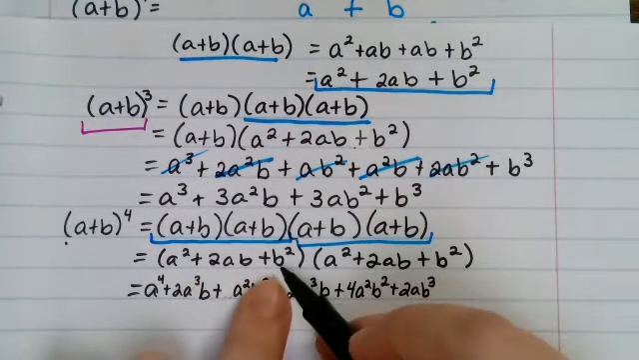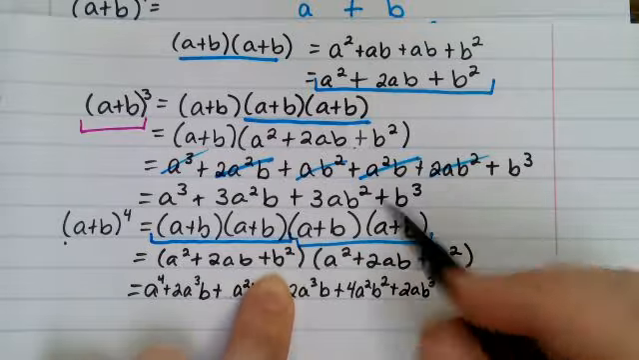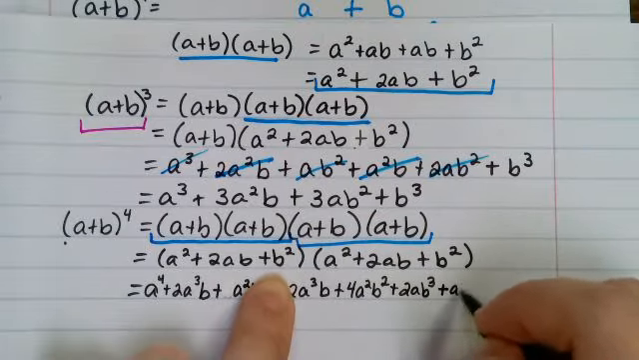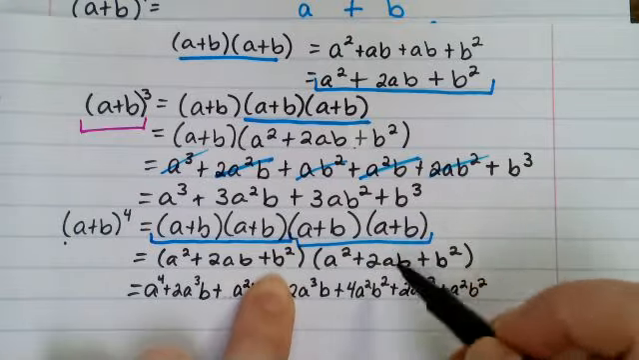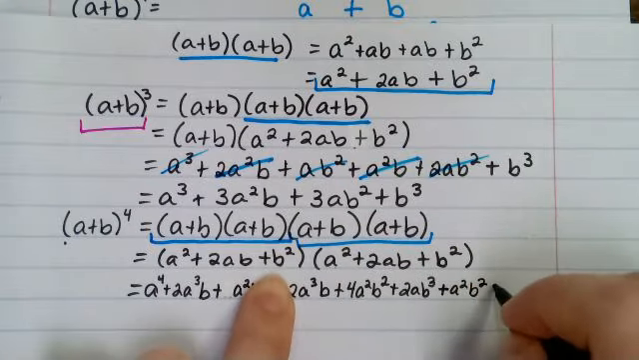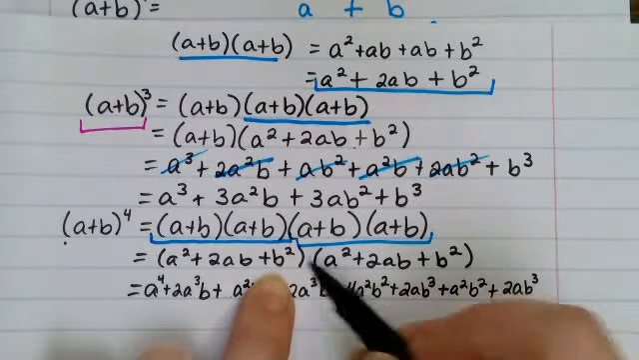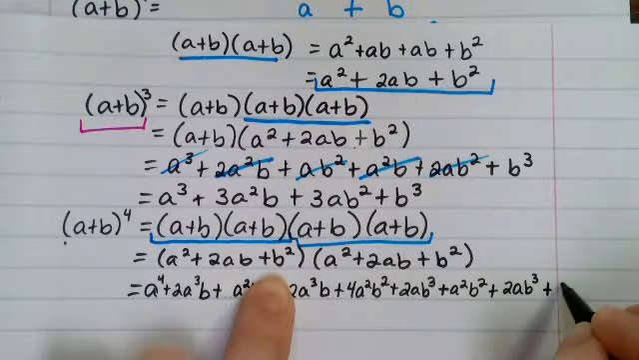All right, now take b squared. We're going to multiply it by each of these in that trinomial. So b squared times a squared, that is a squared b squared. B squared times 2ab, that is 2ab cubed. B squared times b squared, b to the fourth.